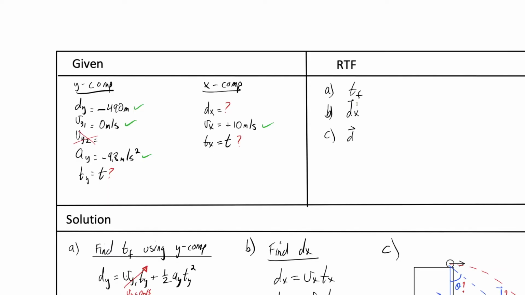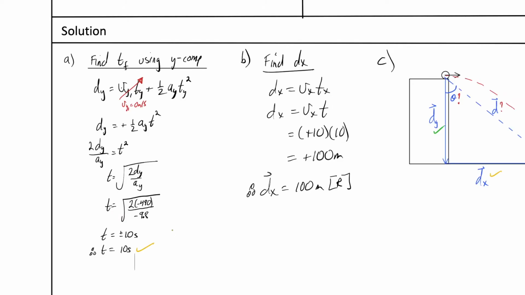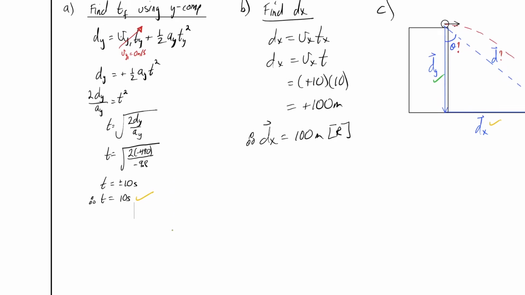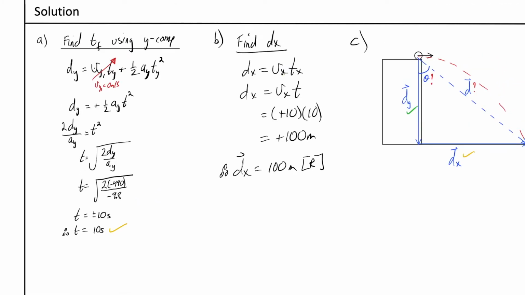Next, we have to find the range or the displacement along the x. Well, now that we know the time of 10 seconds, of course, it's subject to error. So that's why I have the amber check mark. We do now have enough information because we have the known value for our Vx and our calculated value for the time. And that gives us 100 meters. So that's our displacement along the x-axis. It's moved 100 meters to the right along the ground.